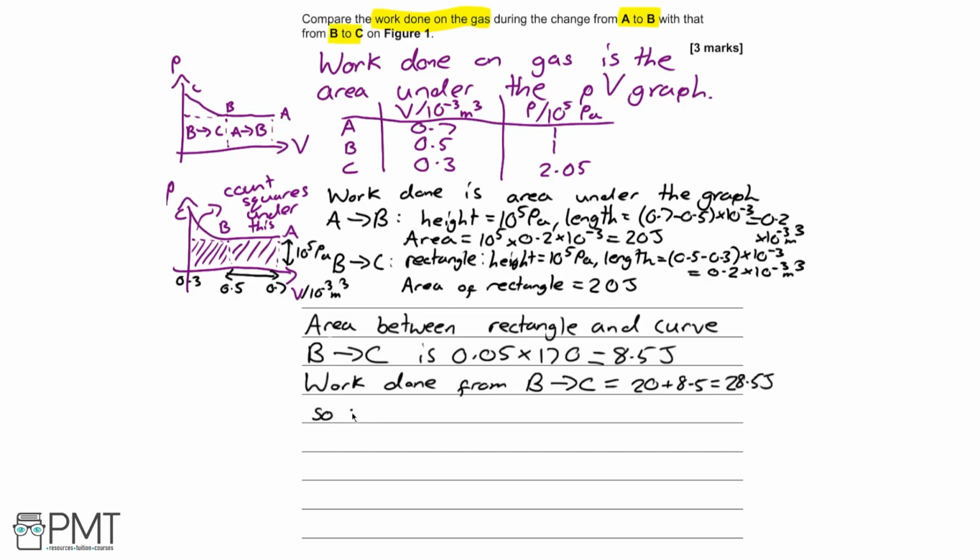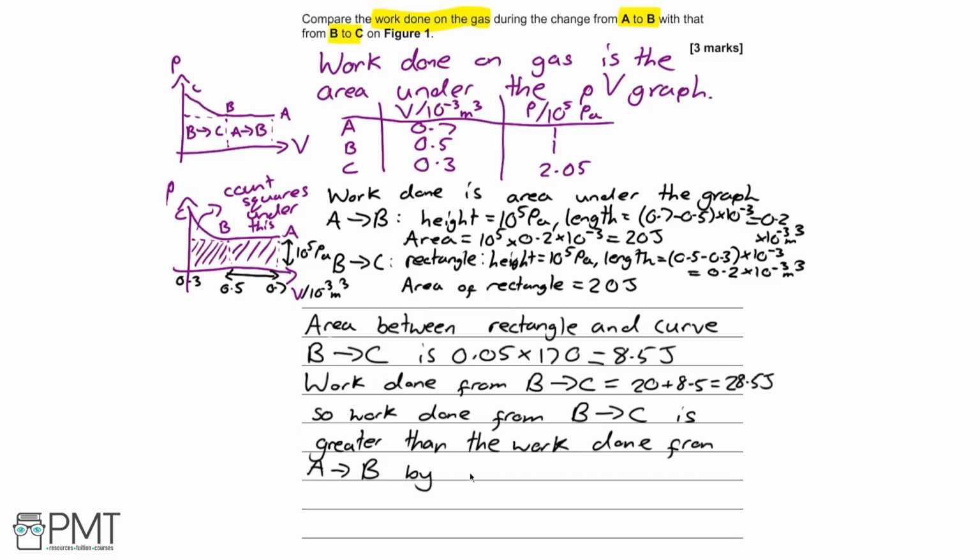So the work done from B to C is greater than the work done from A to B by 8.5 joules.